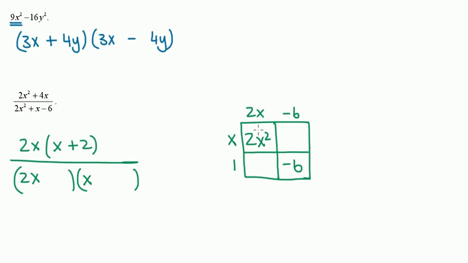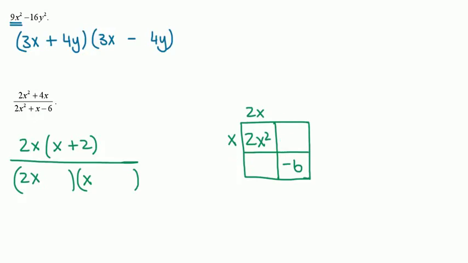Then I'm going to fill in the boxes. I get 2x by 1 gives me 2x. X by minus 6 gives me minus 6x. But if I check the diagonal boxes, minus 6x plus 2x is going to give me minus 4x. That is not the term in the middle. So I have to try other factors.